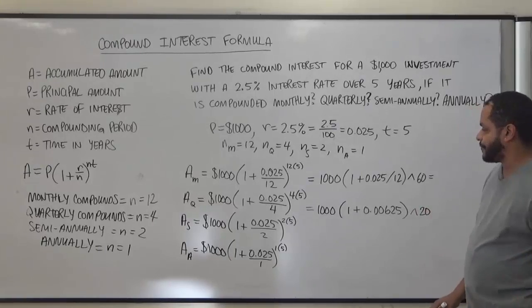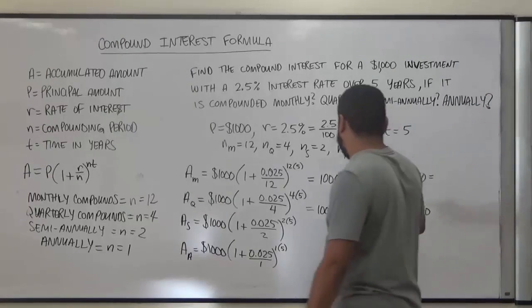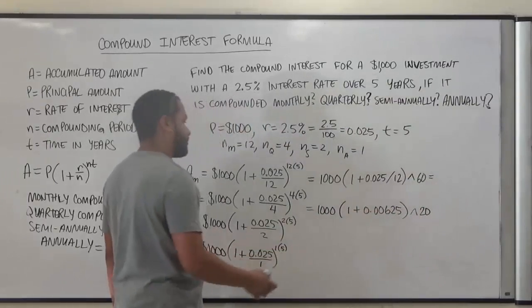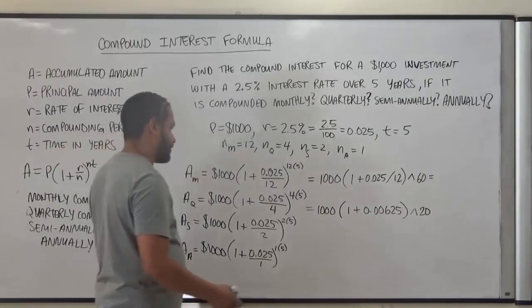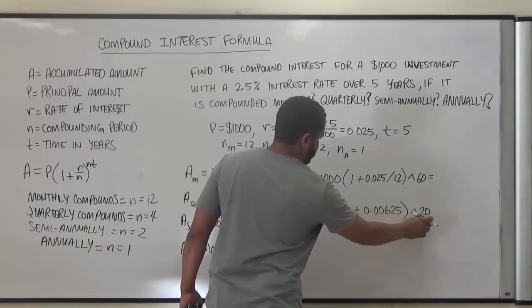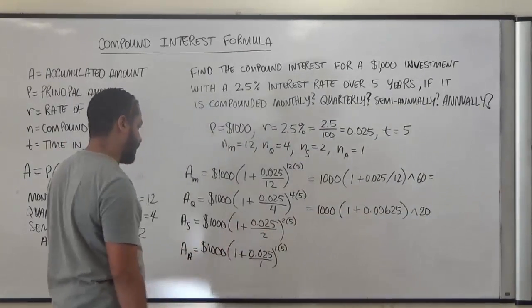And remember, this will only work on a scientific or a graphing calculator because you have the arch to raise your exponent. If you don't have the arch and are using a more basic calculator, you're going to have to run this part first and then multiply that by 1,000.